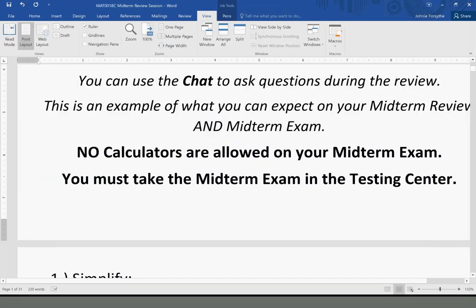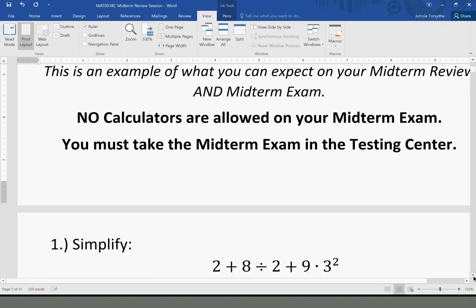Note that no calculators are allowed on your midterm exam, and that you must take your midterm exam at the testing center.